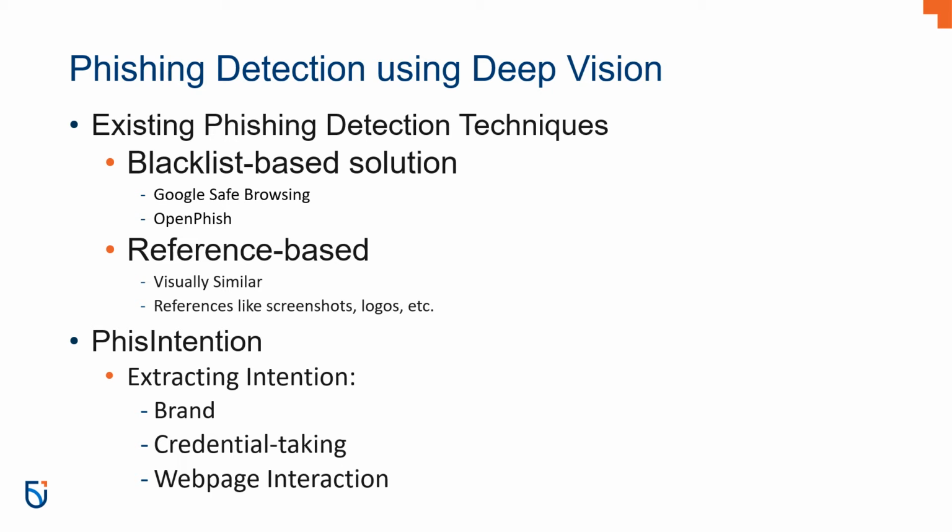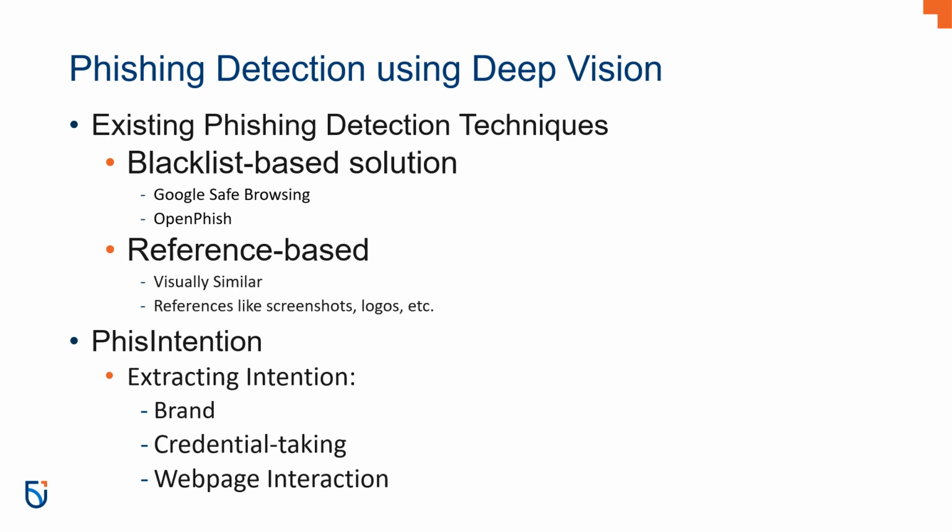In order to overcome this, the model proposed here is PhishIntention. It extracts the precise phishing intention of a web page by visually extracting its brand intention and credential-taking intention. It interacts with the web page to confirm the credential-taking intention and uses a deep learning vision model to overcome various technical challenges.